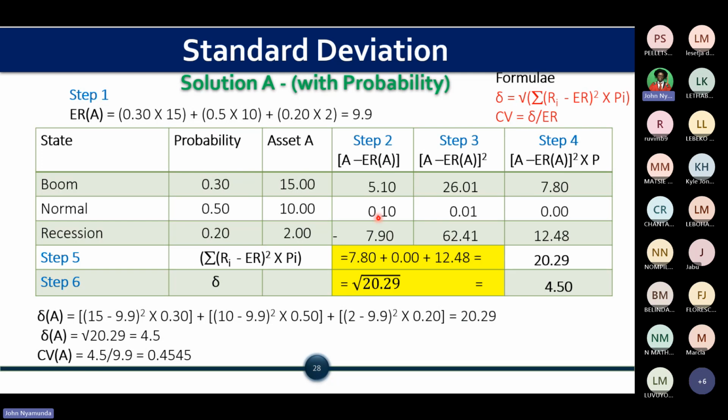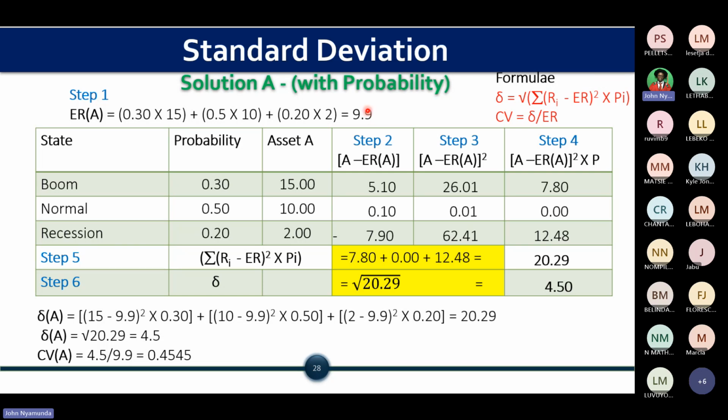The formula for standard deviation is this one at the top here: square root of the summation of (R minus expected return) squared times Pi. The first step is to calculate the expected return for asset A. We already did that calculation: 0.3 times 15, plus 0.5 times 10, plus 0.2 times 2, which gave us 9.9.